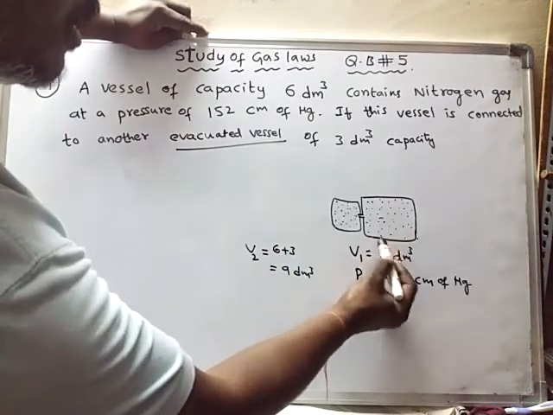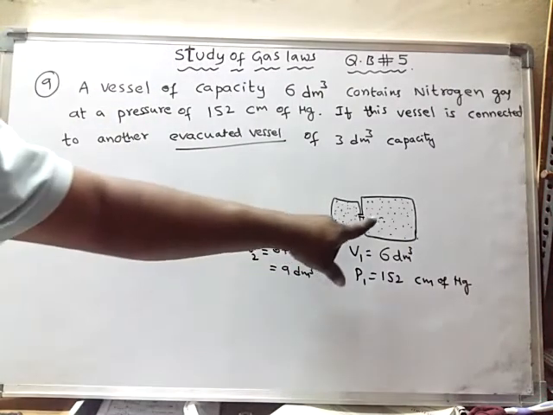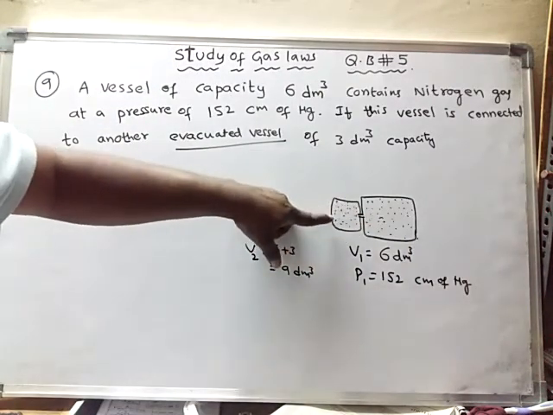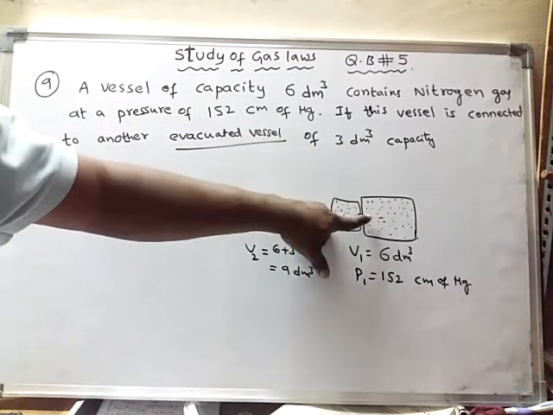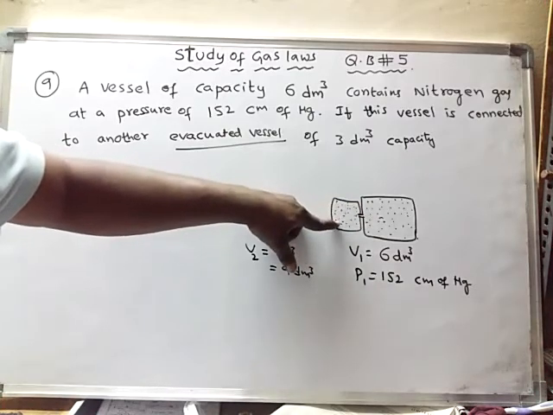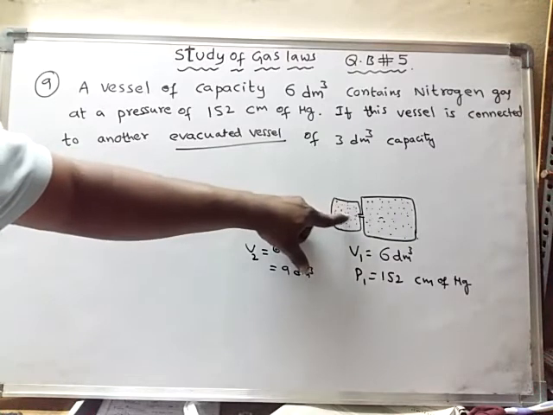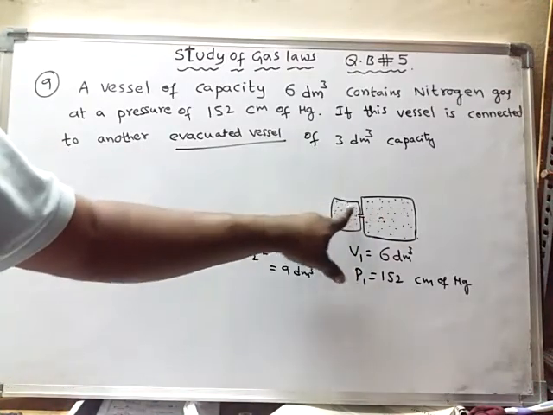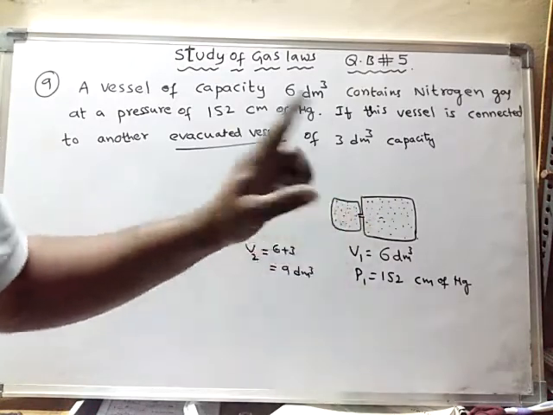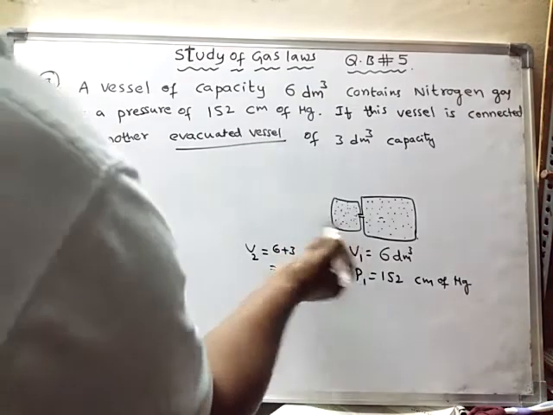Before that, this nitrogen gas was occupying only 6 decimeter cube volume. But when it is connected to another vessel of 3 decimeter cube capacity, the nitrogen gas will flow into this vessel also. Now the nitrogen gas is occupying 6 plus 3, 9 decimeter cube of volume. So the new volume is 9 decimeter cube. So due to this, what happened?